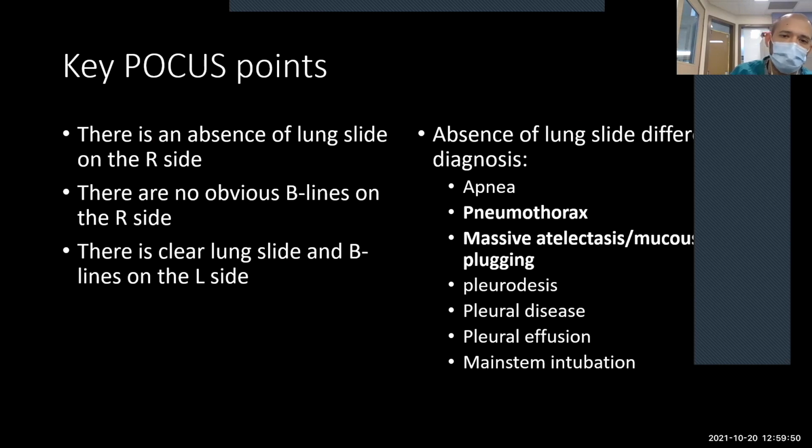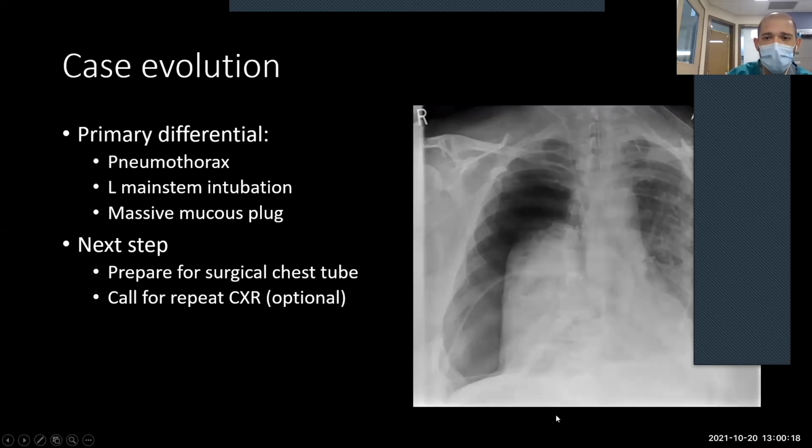So what's the differential for this? Remember that there's a broad differential for a lack of lung slide on a lung ultrasound, including patient being apneic, pneumothorax, massive atelectasis, mucus plugging, pleurodesis, pleural disease, pleural effusion, mainstem intubation. The part of this that obviously stands out is that you also have no B lines, so you're worried about no pleural apposition. So this patient's sats are 85, and I had time to call them back and get a repeat chest X-ray as I was setting up for the chest tube.